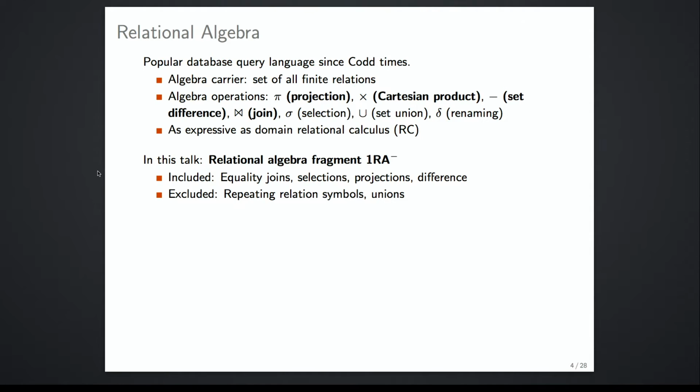You can do joins. You can do selections. But you cannot do unions, for the moment. I will come back to the union case a bit later. And we do not allow repeating relation symbols. This turns out to be a headache in probabilistic databases, right?